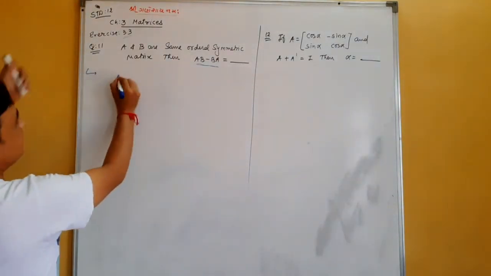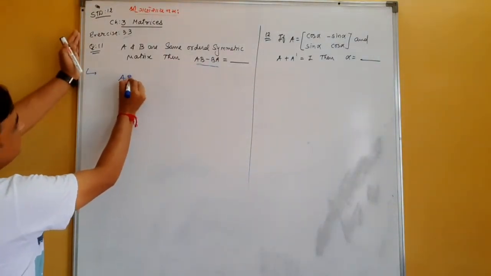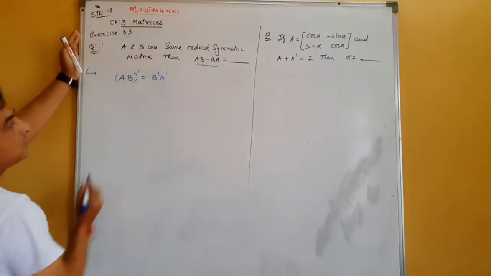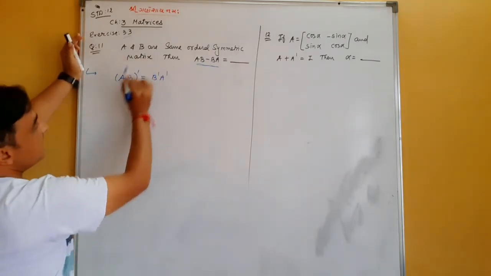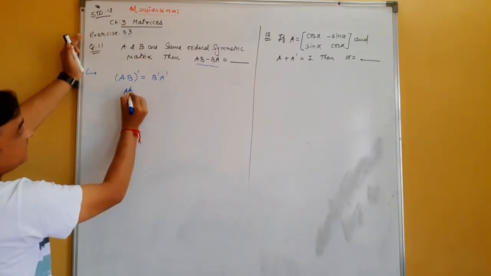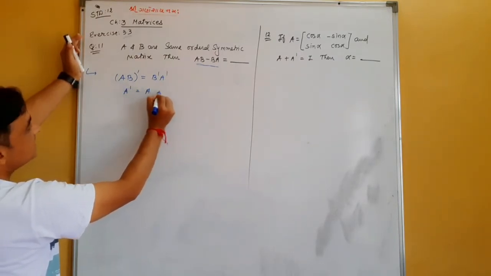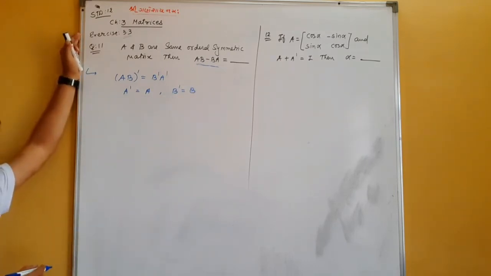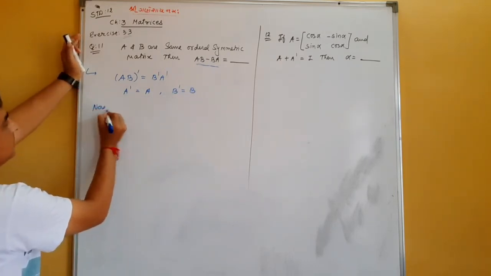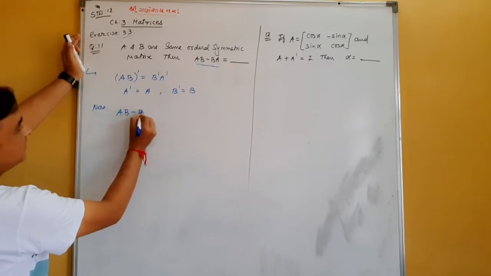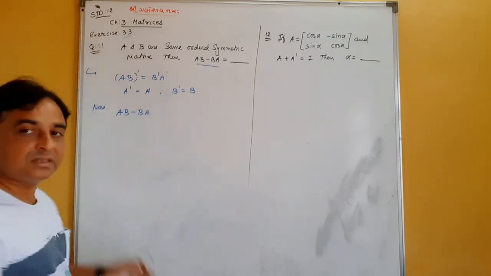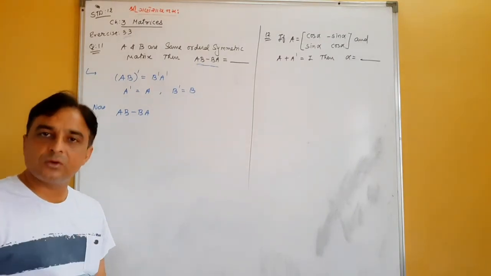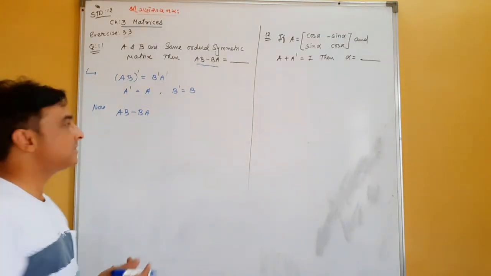Now remember the things. First, (AB) dash is nothing but B dash A dash. A and B are same order symmetric matrices, that means A dash is A and B dash equal to B. Now, what can we say about AB minus BA? Is it a symmetric matrix? Is it a zero matrix? Is it a skew symmetric matrix? What is our answer?